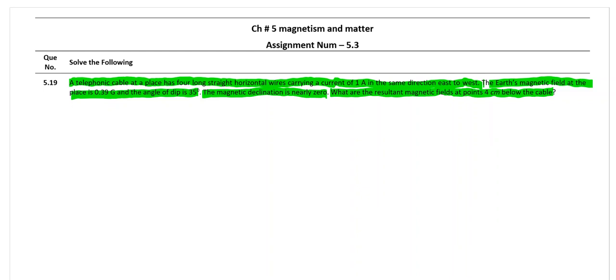I think the question is 4 centimeter above as well as below. So we will find out both. Now let us first understand the situation.